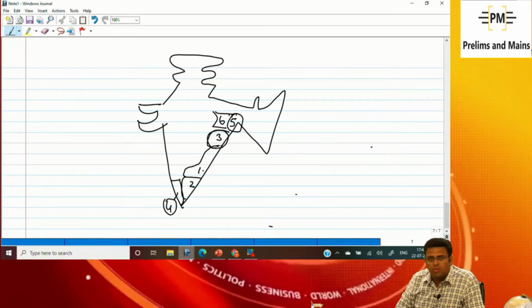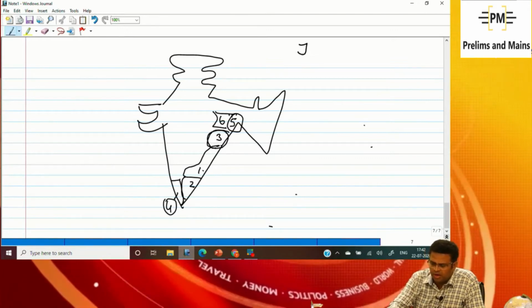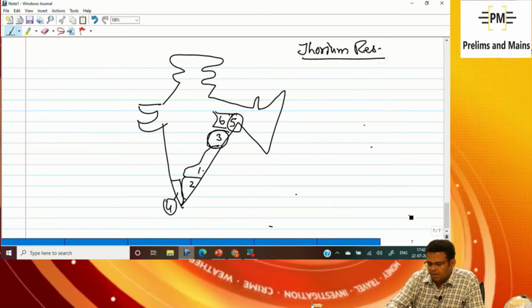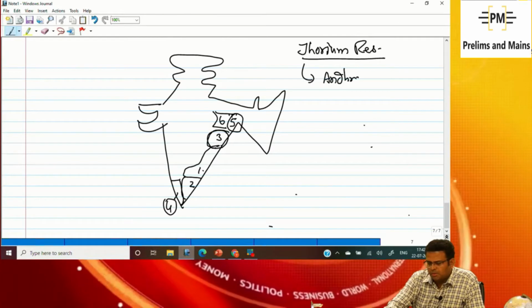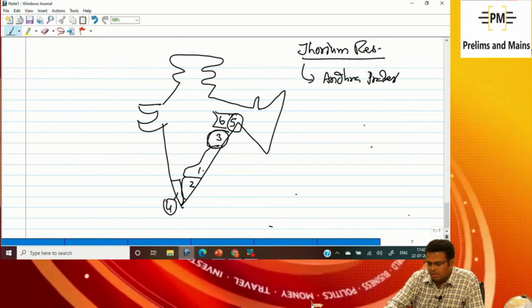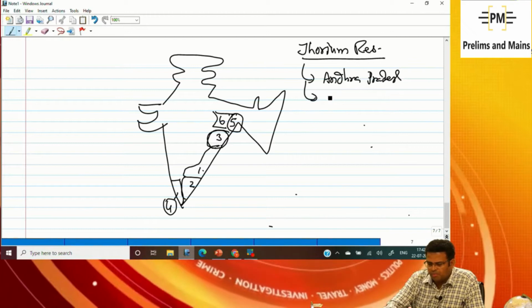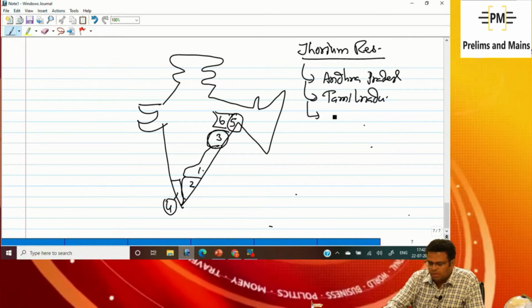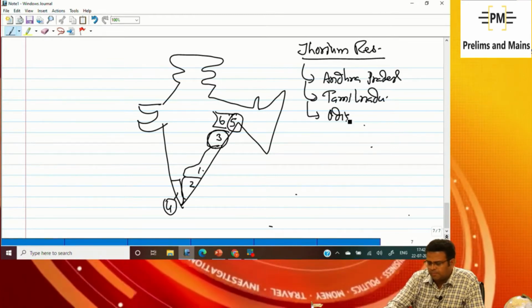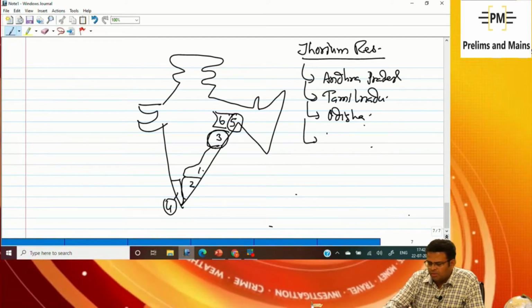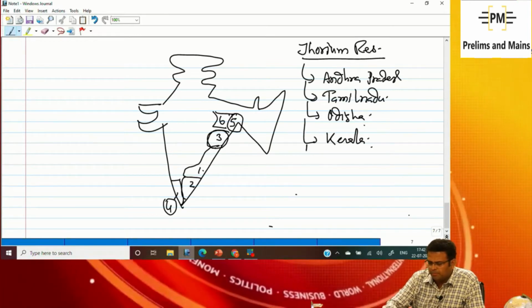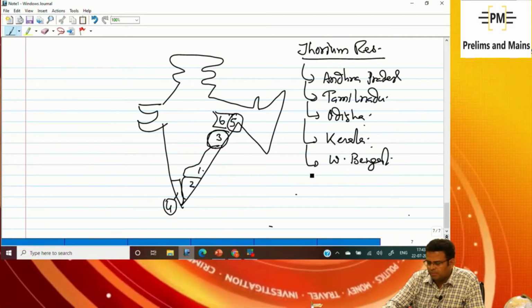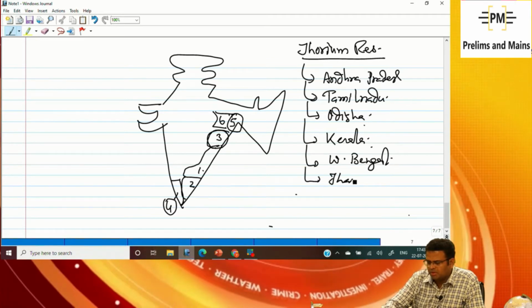So I said that number 1 is Andhra. So the thorium reserve in India, if I am talking about it, is Andhra Pradesh. The second one, perhaps all of you remembered, is Tamil Nadu, and the third one is Odisha, fourth is Kerala, fifth is West Bengal, and sixth is Jharkhand.